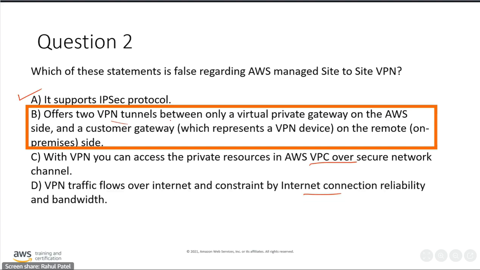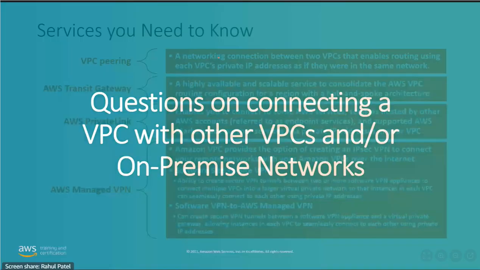Again, offers two VPN tunnels between only a virtual private gateway on the AWS side and a customer gateway, which represents a VPN device on the remote on-premises side. This is false regarding AWS managed site-to-site VPN. Someone asks, please explain virtual private gateway and customer gateway. So the virtual private gateway is a device. I think in one of the diagrams we have here.